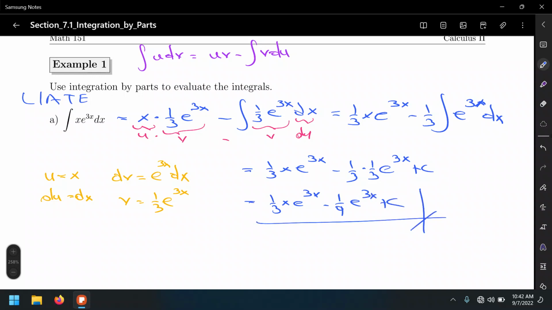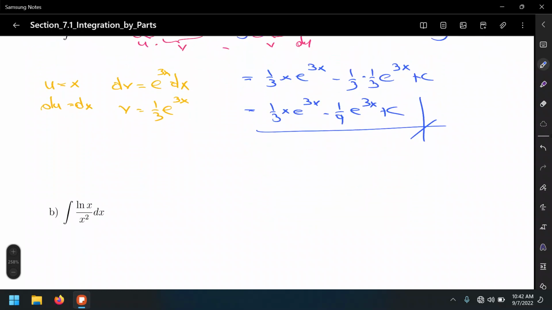And of course, we can verify this by differentiation. If you take the derivative of this function, you should obtain this x e to the 3x back. Because that's what we should expect: integrate someone's derivative, you get the original function; take the derivative of that function you recovered, you should get back the original function that we were integrating in here. Alright, so let's do another example.